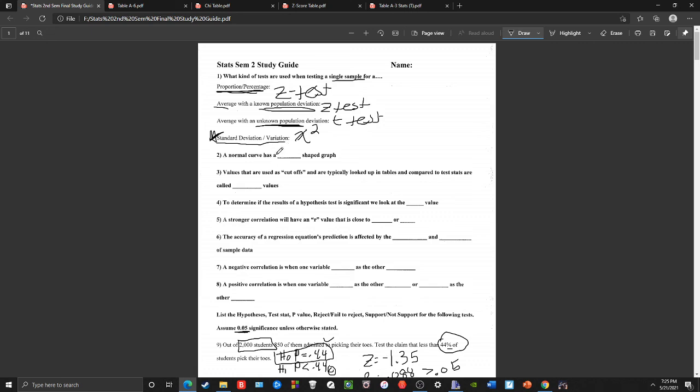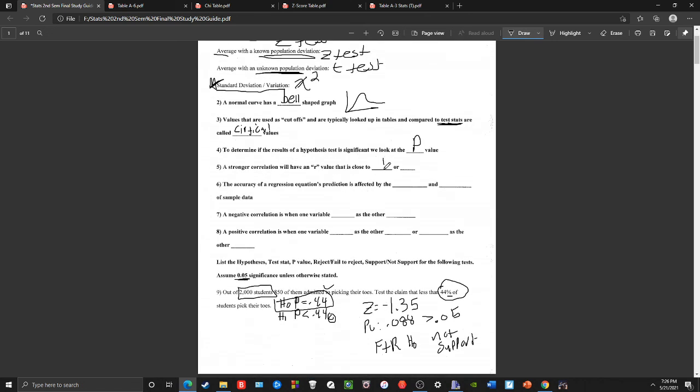And then fill in the blank. So a normal curve has a bell shape to it. So remember, a bell shape is like this, right? So bell-shaped graphs are normal curves. Values that are used as cutoffs when comparing tests: if you're comparing test stats, not p-values, you're comparing them to the critical values. Test stats are compared to critical values. If you're testing for significance and not using a critical value, usually you're using a p-value, right? Those are our two comparisons. Test stats compared to critical values, or alphas compared to p-values.